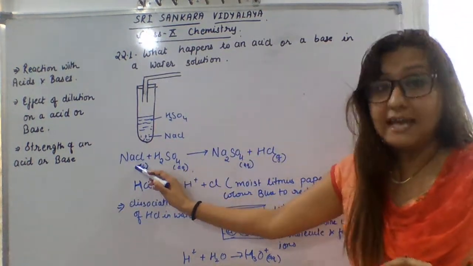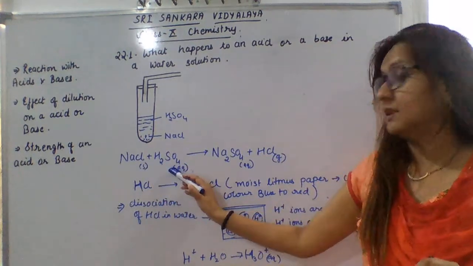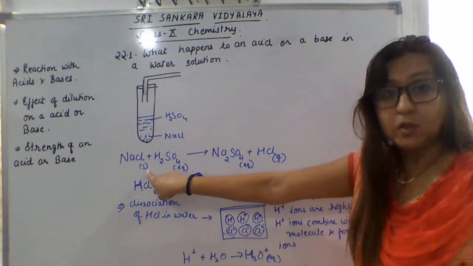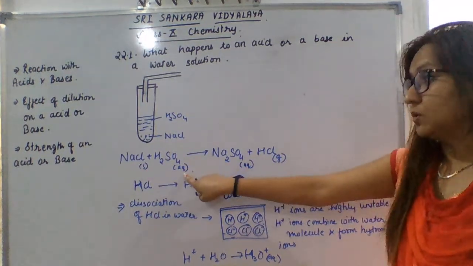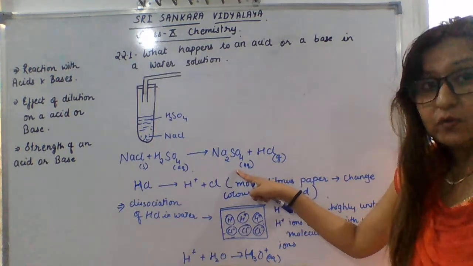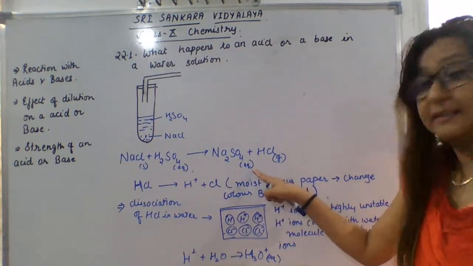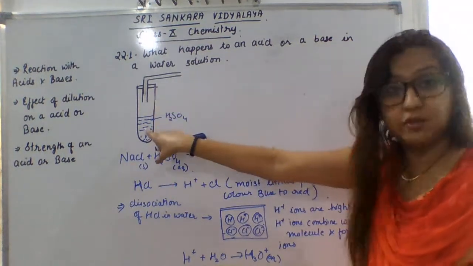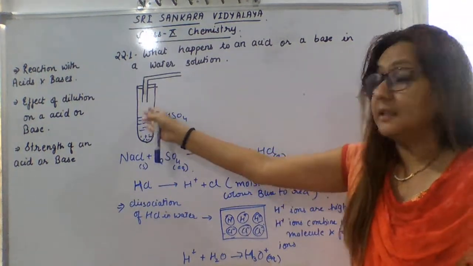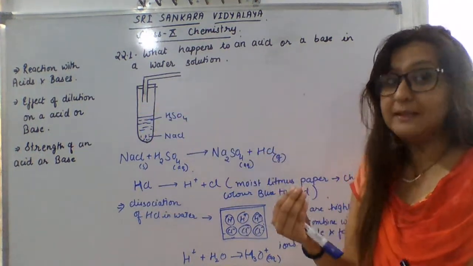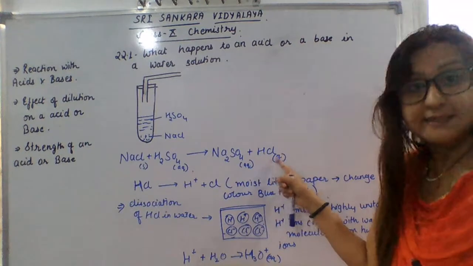Now we will see when NaCl, that is salt, reacts with dilute sulfuric acid, H2SO4. See, NaCl is in solid form, whereas dilute H2SO4 is in aqueous form. What will be the product? Na2SO4, that is sodium sulfate, which is also in aqueous form. That means it remains in the test tube only. And now we are seeing that some bubbles are coming out from this test tube. Those bubbles are of the gas HCl.